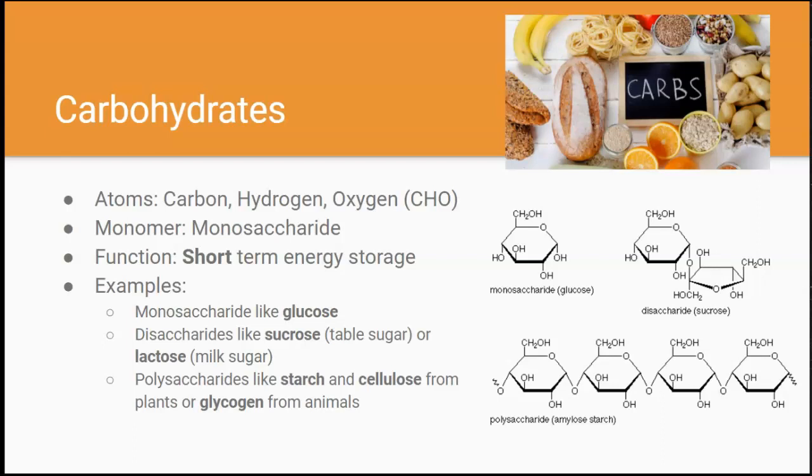And then examples are monosaccharide, 1 sugar, like glucose. Disaccharide, 2 sugars. 2 monosaccharides put together is a disaccharide. This is your normal sugar that you see at a table, or lactose, which is found in milk. And then polysaccharides are many sugars put together, like starch, cellulose, or glycogen, depending on if you're looking at plants or animals. So that's carbs. Breads, pastas, starchy potatoes, anything like that, rice, those are carbs.